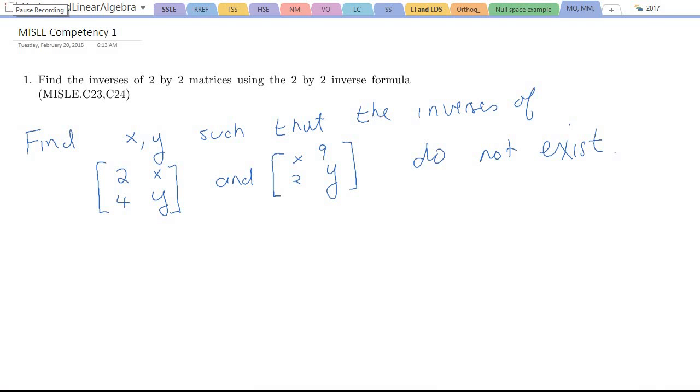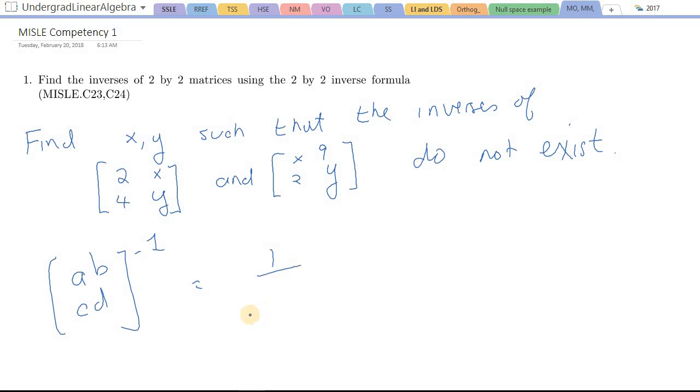Okay, so here we're looking at matrix inverse in system of linear equations, competency 1, finding inverses of 2 by 2 matrices using the 2 by 2 inverse formula. All right, so let me just remind you what that is. The matrix A, B, C, D, inverse. This is one of the few formulas you really should memorize.